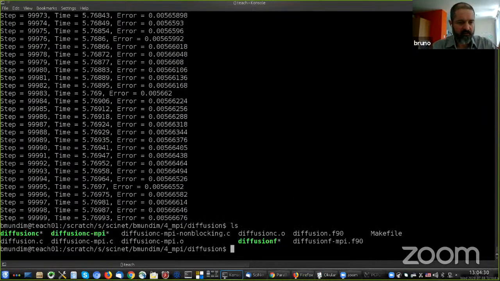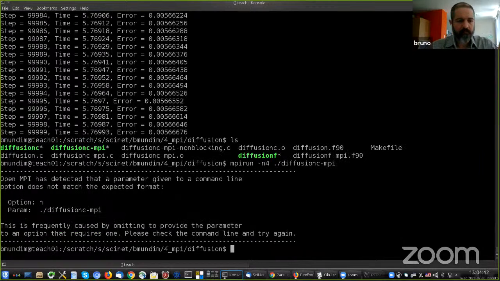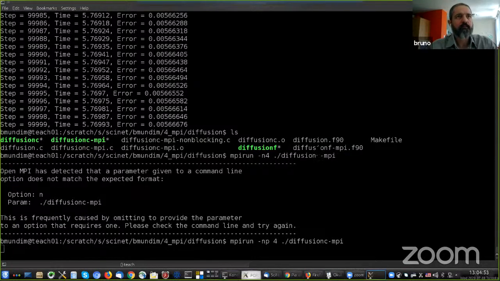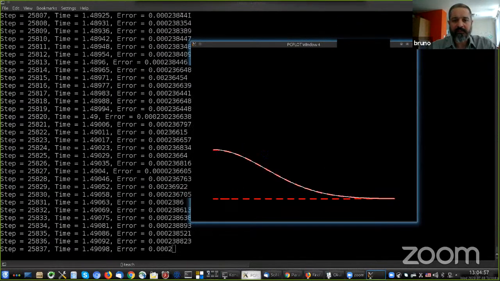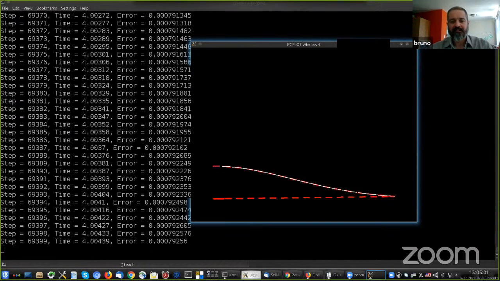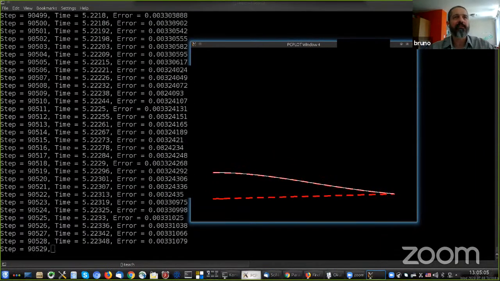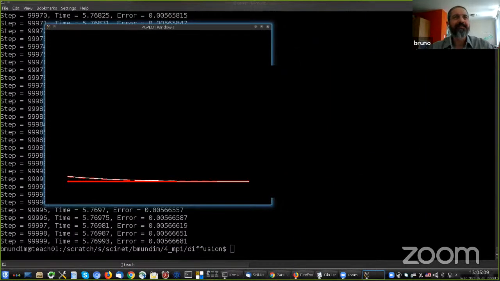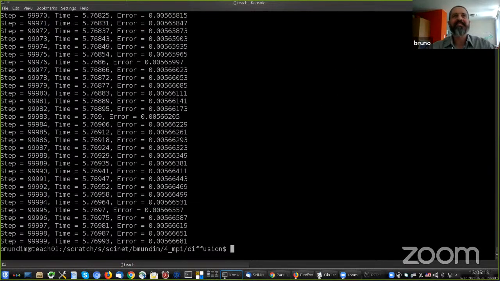Let me see if I can run the solution here. Yeah. Okay, of course. Yeah, unfortunately it's not sending the data. Oh, it opens four windows with the data. Yeah, each process opens a window. So please turn off the ggplot. But you see the error is virtually the same as without MPI.